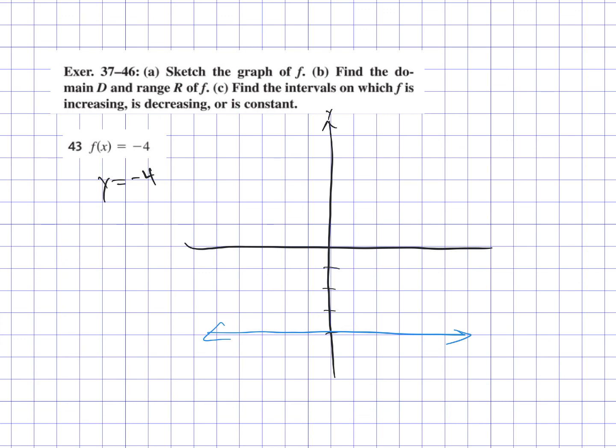Find the domain and range. So your domain is all the x values. So squish everything up to the x-axis. That's negative infinity to positive infinity. Your range is negative 4. That's the only place it is, all right? Your intervals of increasing or decreasing, it's neither, so it's constant.